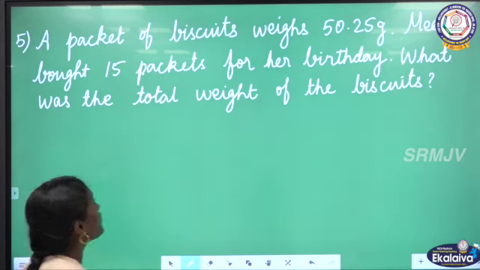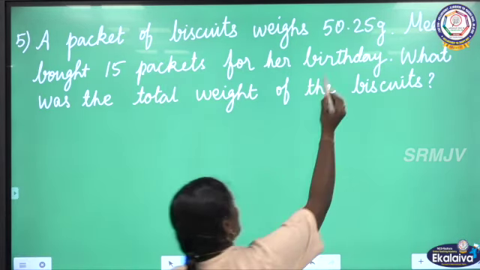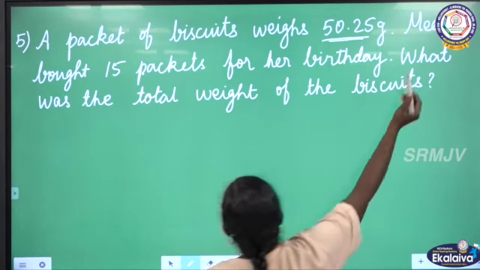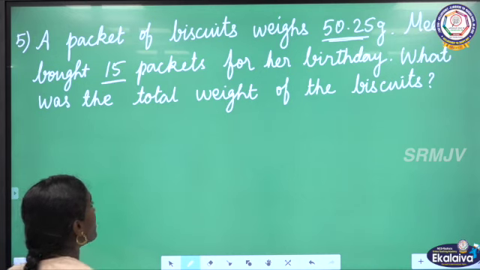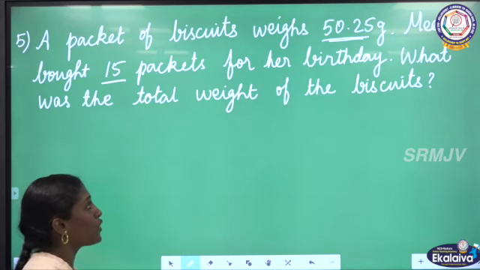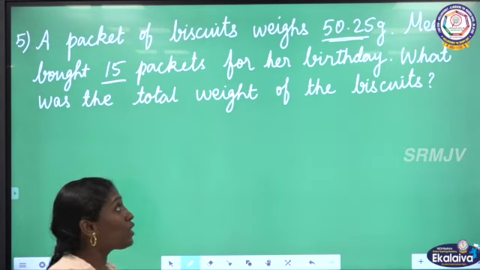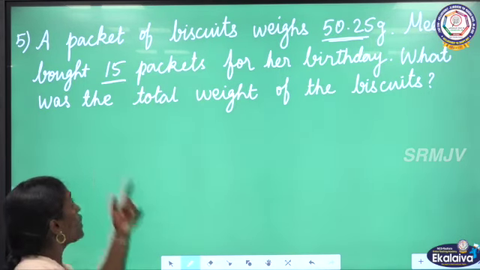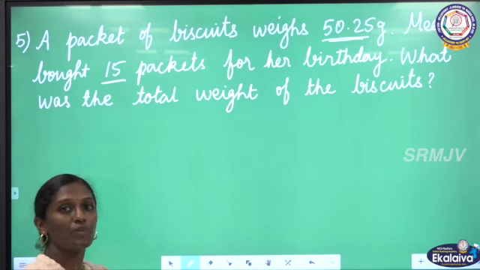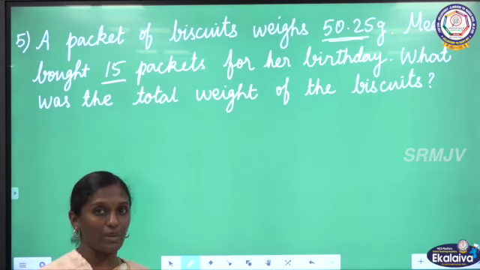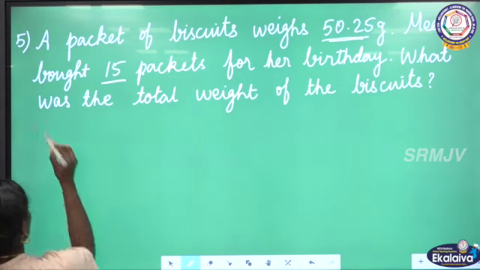The next one, word problem. A packet of biscuit weighs 50.25 gram. Meera bought 15 packets for her birthday. What was the total weight of the biscuits? Here the weight of one packet of biscuit is given. We have to find out the weight of 15 packets. From one we are going to find out many. So we have to use multiplication. Let us start the solution.